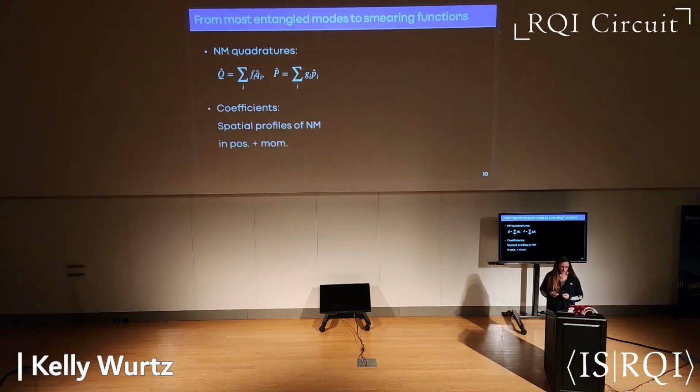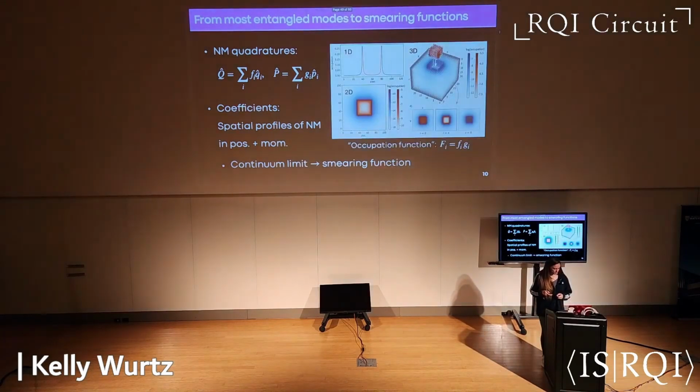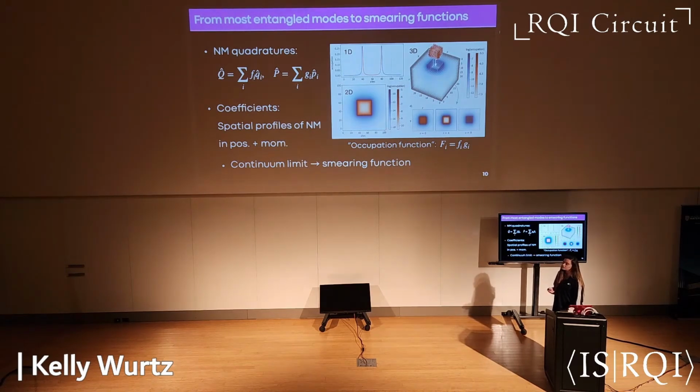Now, to visualize the position and momentum spatial profiles as one, we can multiply them together component-wise to get the mode occupation function. And looking at this occupation function for the most mixed mode of each subregion in 1, 2, and 3 spatial dimensions, we get the following results, where these 3 plots down here are just slices in the z-axis of this 3D plot here. Kind of see what's going on as we go through that cube.